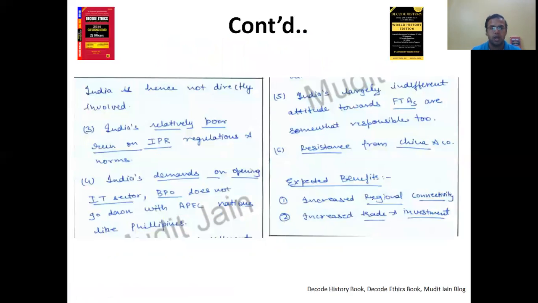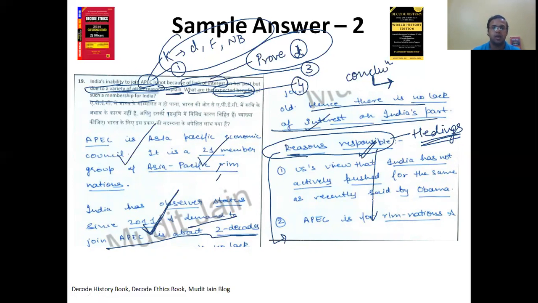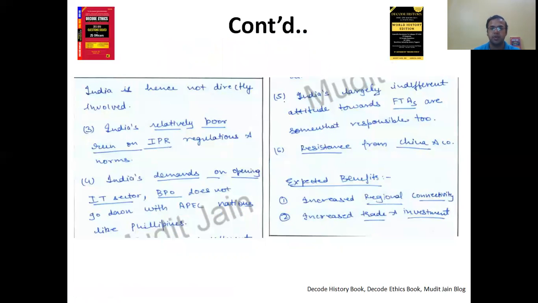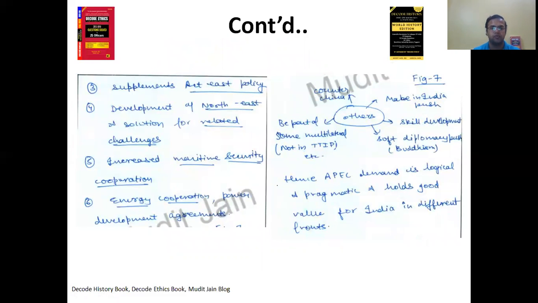So I've written 1, 2, 3, 4, 5, 6 points for that. And lastly, the fourth part also I have addressed. I have made a separate heading for that as well. That is expected benefits, and then I have written 1, 2, 3, 4, 5, 6 points. I've drawn a diagram as well, and then I have concluded.